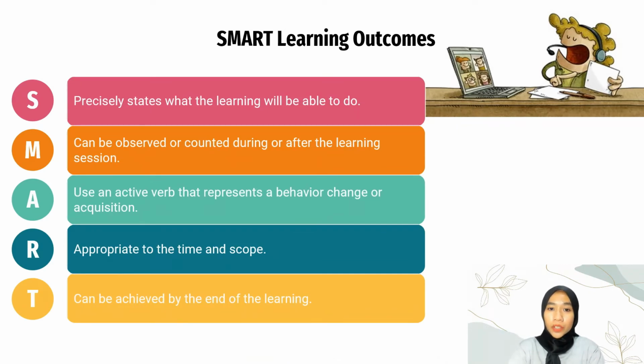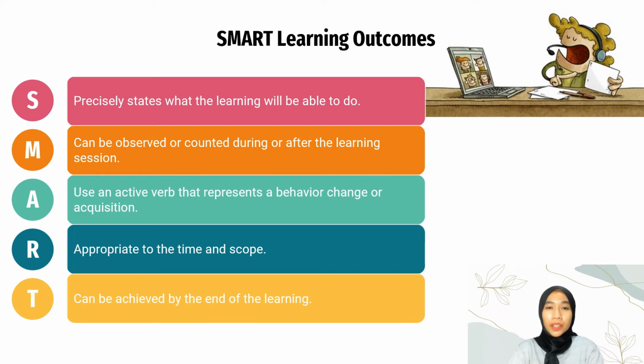Learning outcomes are generally written based on SMART characteristics. S stands for specific, which precisely states what the learner will be able to do. M stands for measurable, as the learning outcomes can be observed or counted during or after the learning session.